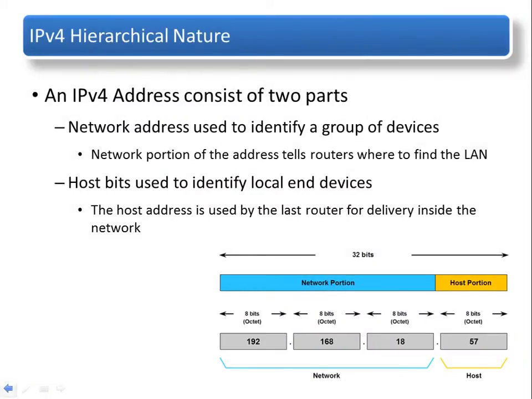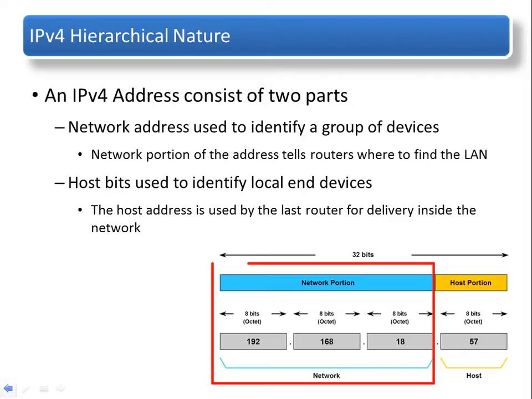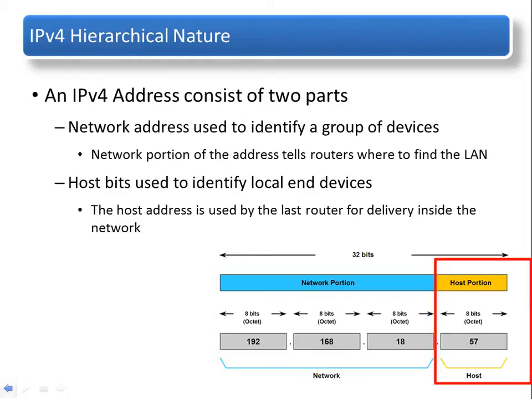Devices on a network can be grouped together to form logical networks, much like homes are grouped together to form neighborhoods. To identify these groups, an IPv4 address consists of two parts, the network address and the host address. The network portion of the address can tell a router where to find the neighborhood, and the host portion is used by the last router to find the house in that neighborhood. This type of addressing is considered to be hierarchical.